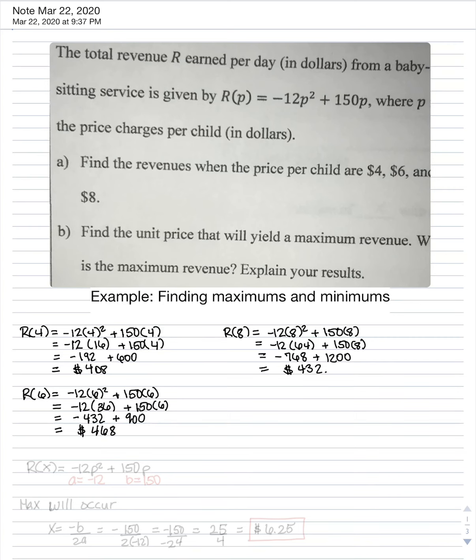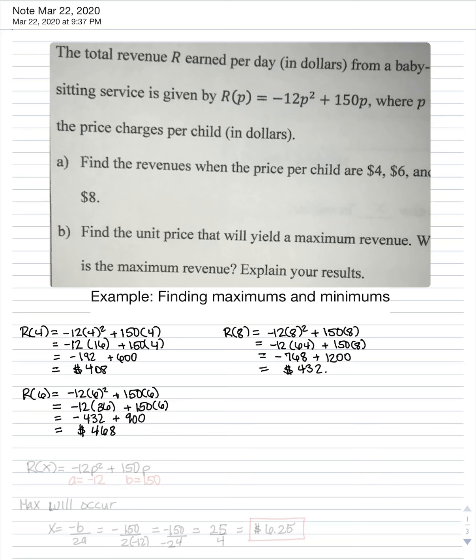So one thing we can notice is that the revenue when the price per child is $8 has gone down, because the total revenue is $432 versus when the price per child was $6, we had a revenue of $468. So it looks like the more it costs per child, maybe not as many people are using this babysitting service. So it's going to be of interest, what should we be charging per child to maximize our revenue?